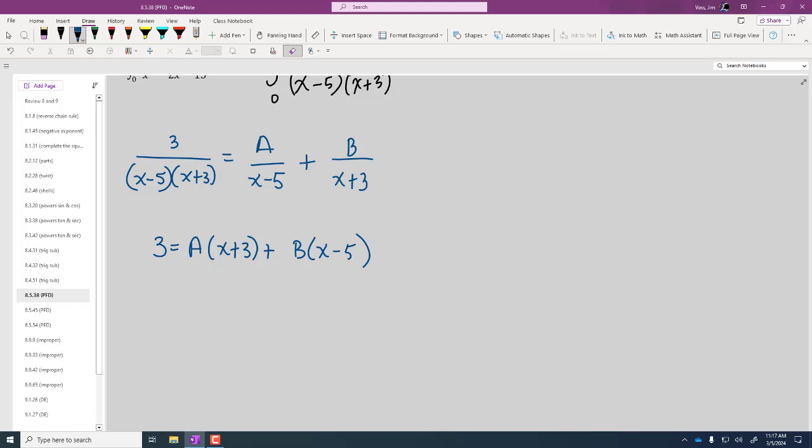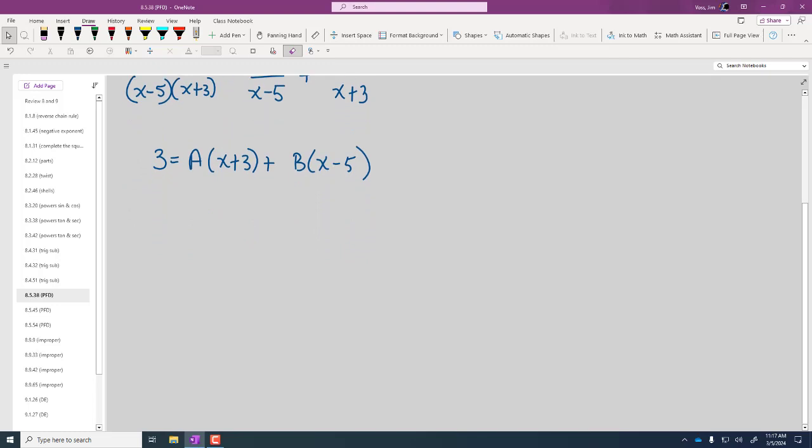And that is our PFD equation. We can solve for A and B in a couple of ways. The simplest way is the convenient value method. And what are the two convenient values? The convenient values are the numbers that cause zeros in either of those two factors.